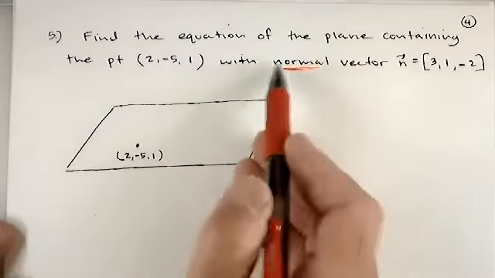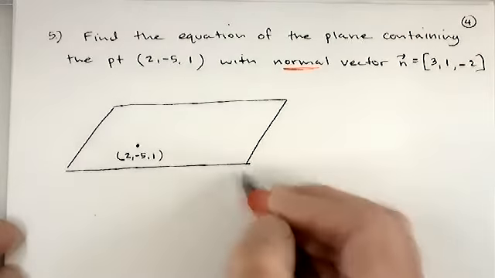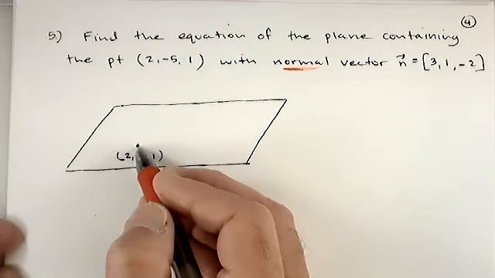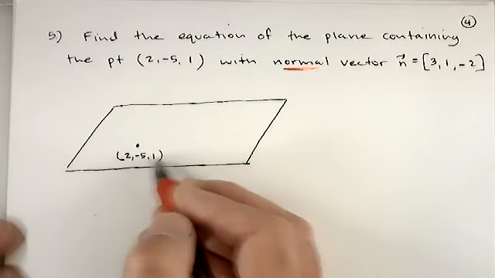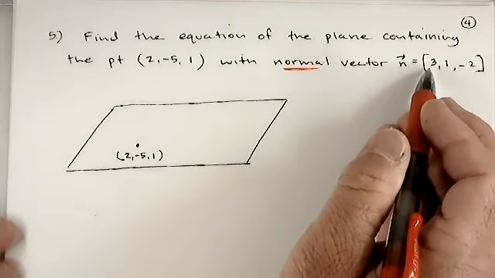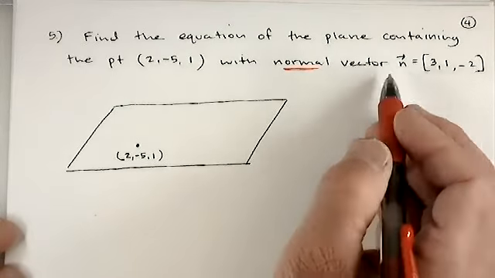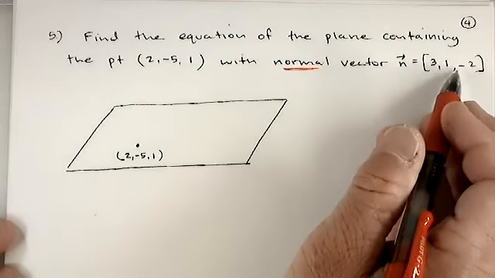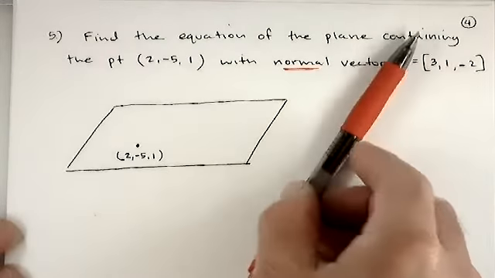So we want to find the equation of a plane, a flat surface here. We know a point on the plane is (2, -5, 1), and they're telling us that there's a vector that's perpendicular to this plane, (3, 1, -2).